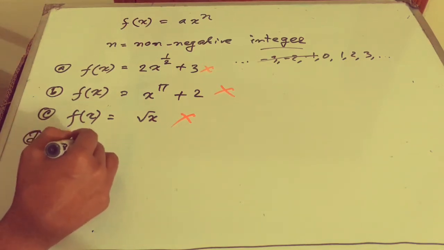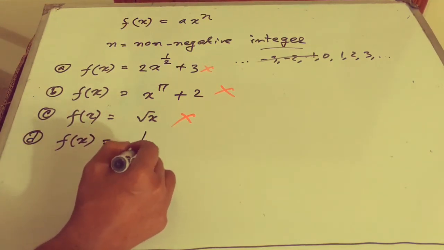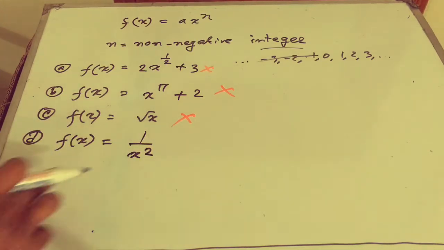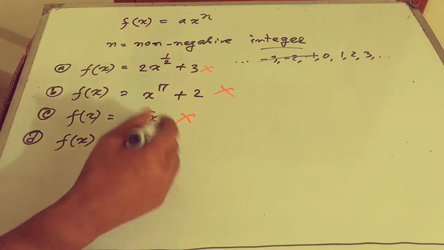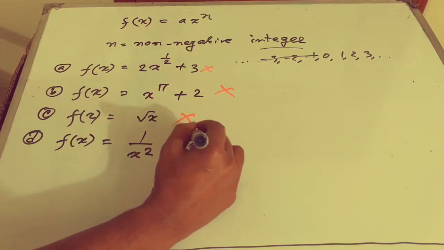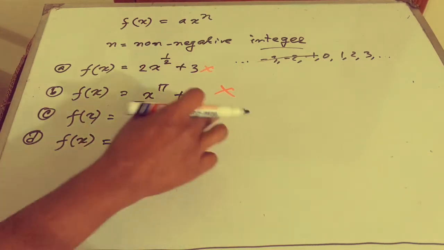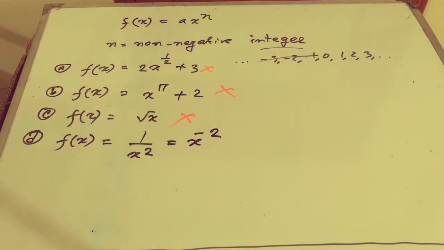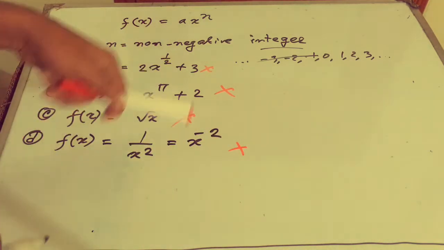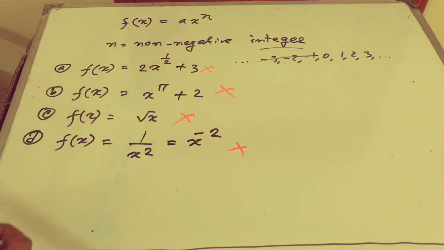Let's write f(x) = 1/x squared. This is also not a polynomial function because x squared is in the denominator. If I write it on the line, it becomes x to the power minus 2. So this power is negative, but our condition is that it has to be non-negative. That means it is not a polynomial function. So then what type of function will be polynomial? All of these are not polynomial functions. Then which one will be a polynomial function?